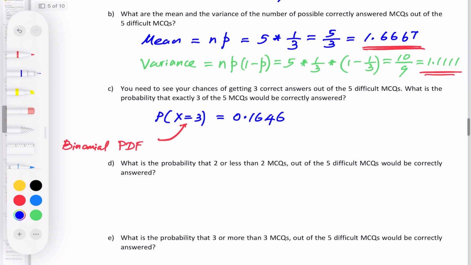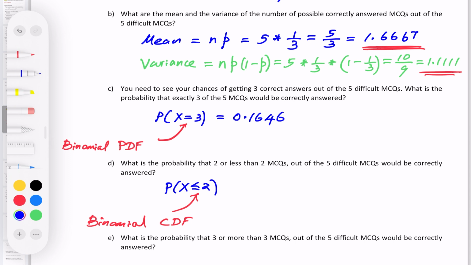Alright, let's go to part D. What's the probability that 2 or less than 2 MCQs out of the 5 difficult MCQs would be correctly answered? That means I need the probability that x is less than or equal to 2. Well, it is a cumulative probability. Therefore, the distribution that you should use at this time is binomial CDF.